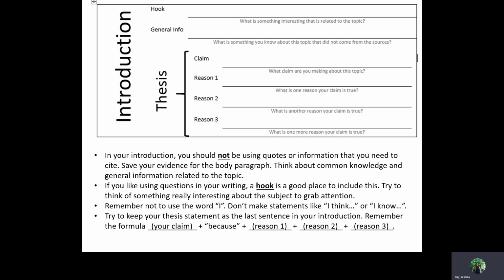In your essay in general, but especially I see it in introductions, please do not use the word I. You should not use statements like I think or I know. It weakens your argument, okay? You don't need to have the word I in there. And then again, remember for your thesis statement that it is the last sentence of your introduction. And remember to follow the formula. You're going to state your claim, then write the word because, and then reason 1, 2, and 3.